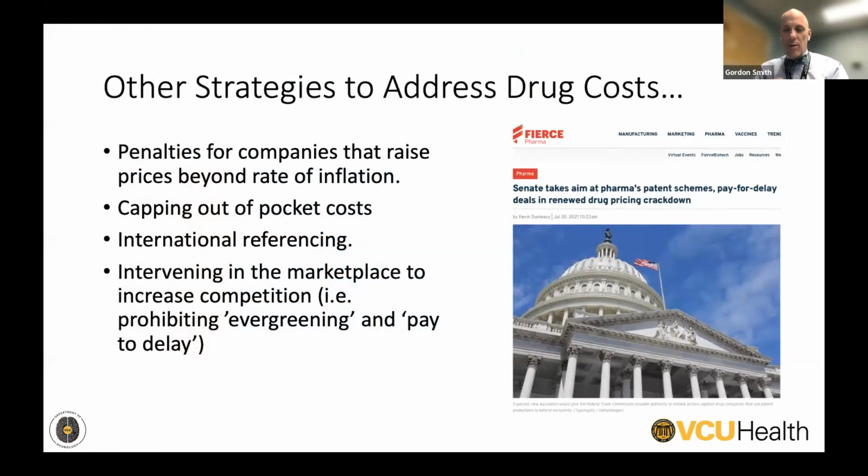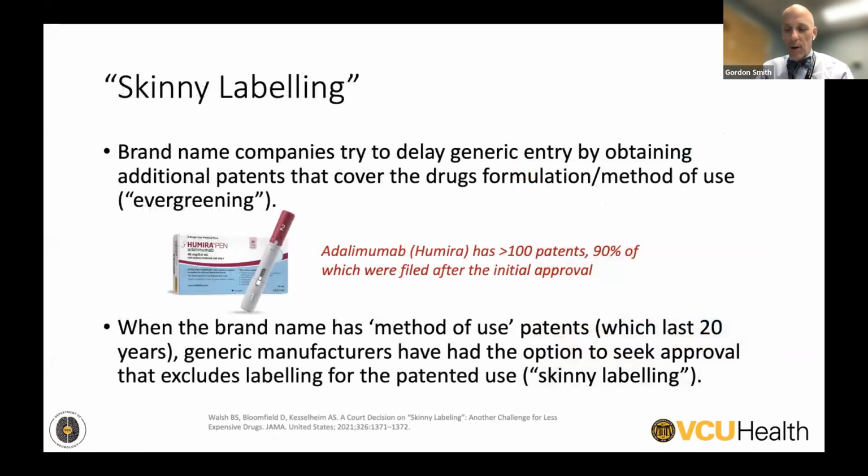to treat it. And so there are a lot of proposed measures to relieve this: penalties for companies that raise prices beyond rate of inflation, capping out-of-pocket costs. This was a key component of the pharmaceutical pricing aspects of Build Back Better. International referencing, preventing evergreening and pay for delay, these sorts of strategies. And I feel like while we're not getting the relief we need, we're getting closer.